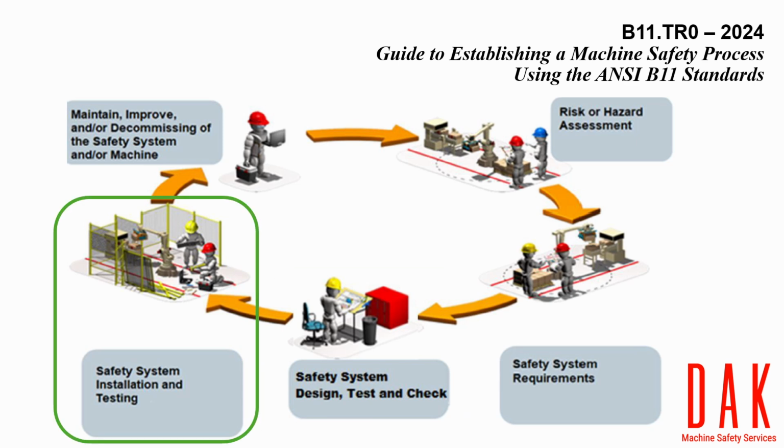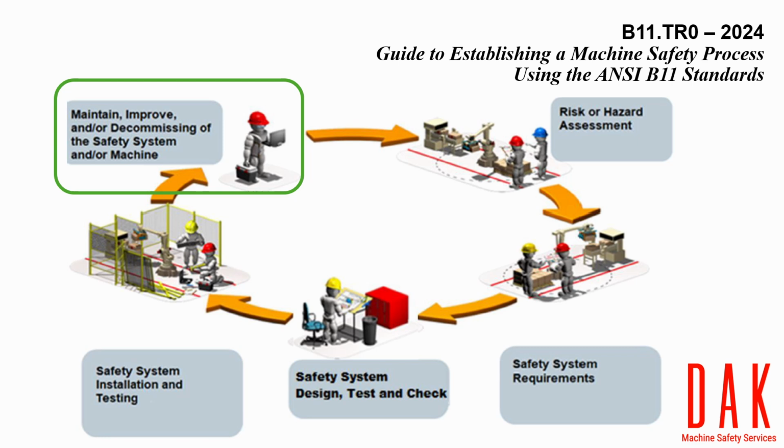Safety system installation and testing. The activities necessary to confirm that the safety system is installed correctly and that it functions as designed should be documented. These activities may differ depending on the machine type and hazard mitigation techniques that are present on the machine. Testing during commissioning is the confirmation that the risk reduction measures are properly applied to achieve the necessary risk reduction.